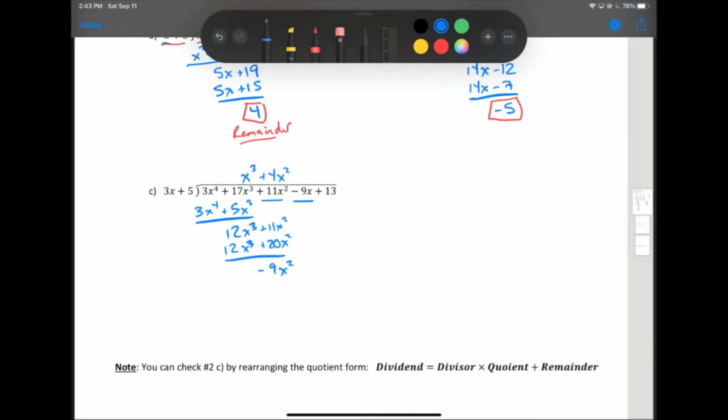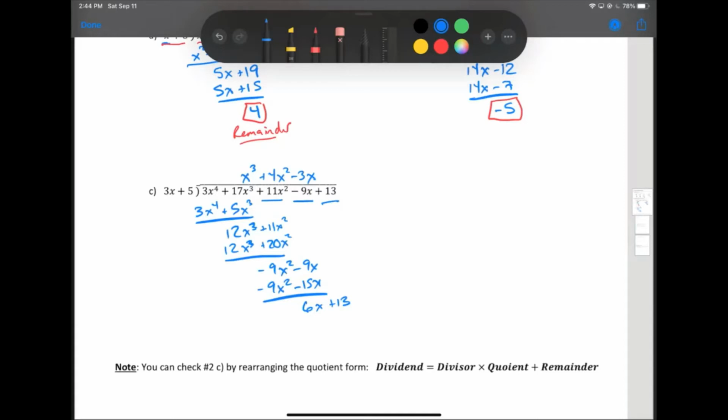Bring down the minus 9x. To get from 3x to negative 9x squared, I multiply by negative 3x. So that gives me negative 9x squared. Negative 3x times 5 is negative 15x. The first terms cancel each other out. Negative 9 minus negative 15 is negative 9 plus 15, which is 6x. Bring down the plus 13.